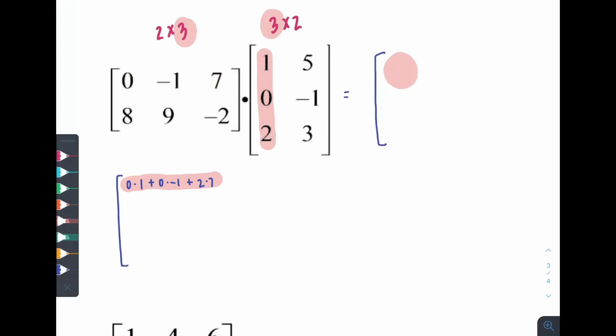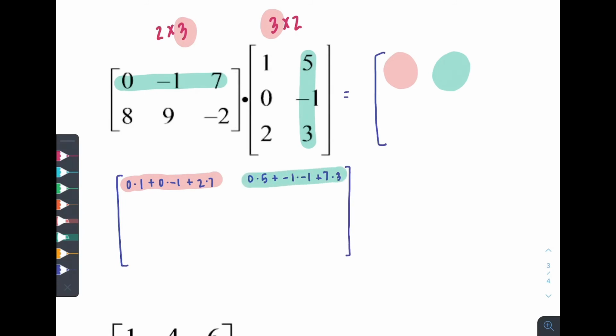Next up, I need to multiply my first row by my second column. That answer is going to go right here. And I'm going to add all those values together. So I have 0 times 5, negative 1 times negative 1, and then 7 times 3. And that is going to be our green.